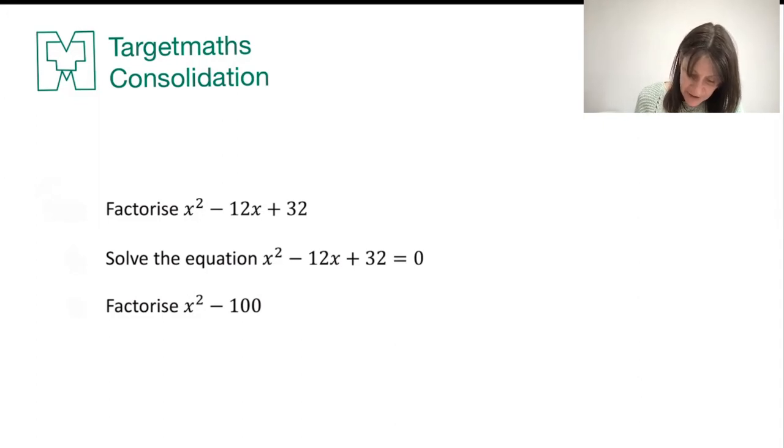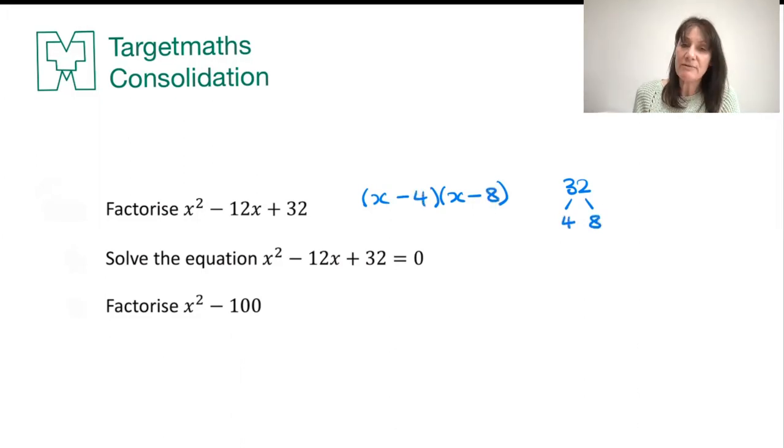Okay, so the first question is to factorize. So 3 terms, 2 brackets, drop the x. It's neg pos, so it's neg, switch that second sign. And the numbers are going to come from 32. So the factors of 32, there are a few, but the one that I really want is 4 and 8. And these can go in either way round because they're both negative. I didn't need to worry about the signs. And that is it. It's factorized.